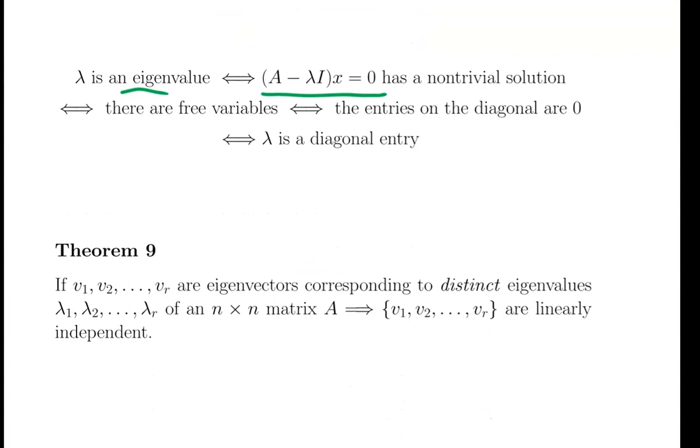If v1, v2, up to vr are eigenvectors corresponding to distinct eigenvalues, lambda 1 up to lambda r, of an n by n matrix A, then v1, v2, up to vr are linearly independent. Okay, this is important to know. In other words, eigenvectors corresponding to different eigenvalues are linearly independent.